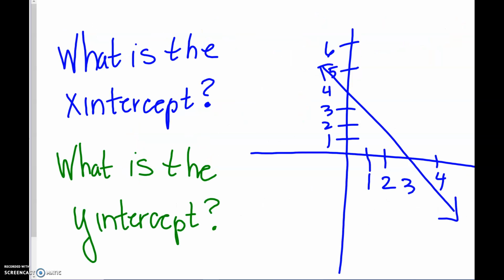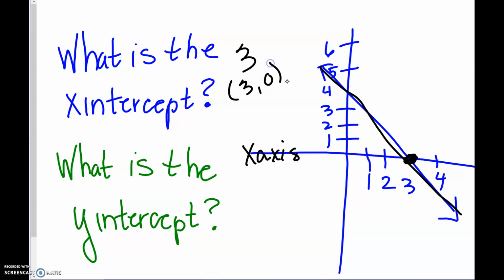All right, so what is the x-intercept? So if you recall, the x-intercept is where this line is coming through and crossing the x-axis. So what point is that line crossing the x-axis? And it's coming through at this point right here. So the x-intercept is 3. Now if we write that as an ordered pair, it would be (3, 0).